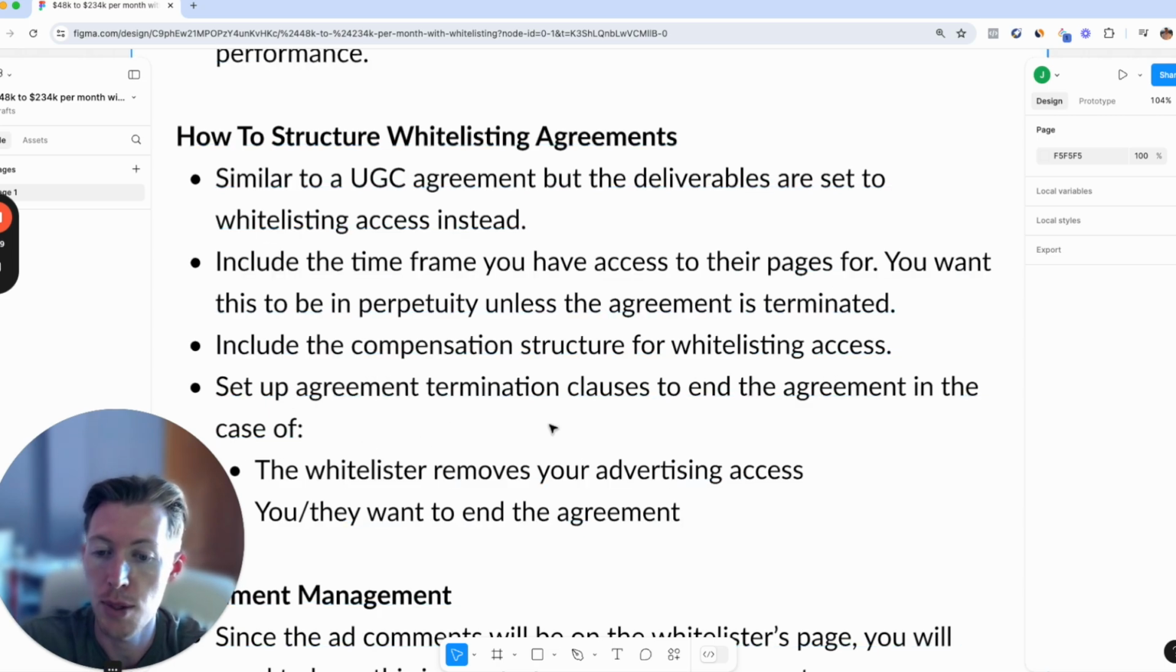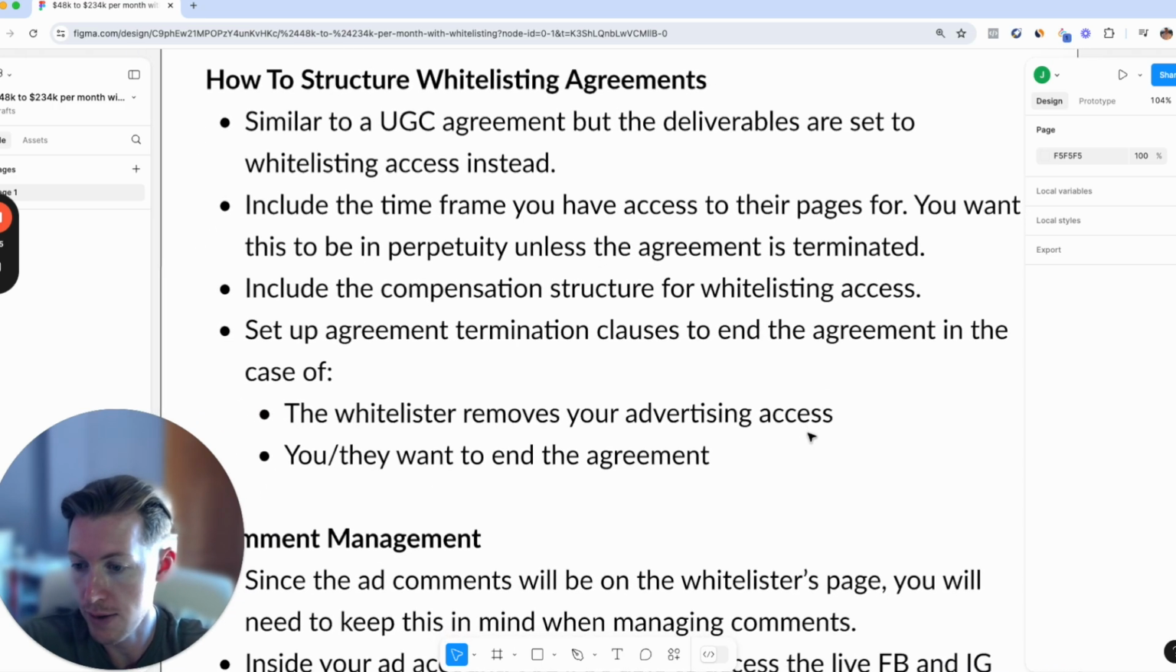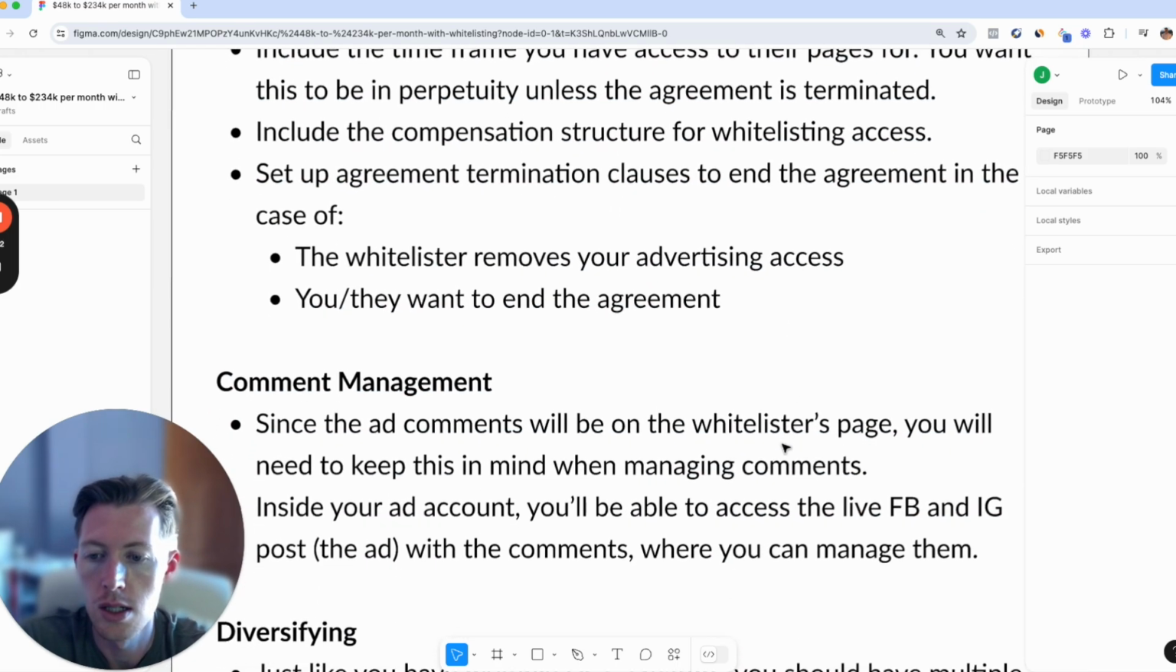And then you want to set up agreement termination clauses to end the agreement in case of A, the whitelister removes your advertising access, or B, you or they want to end the agreement, right? Those are the main two that I see you would want termination clauses for. It's important to have those in the agreement to protect yourself. And just make it a fair agreement as well.